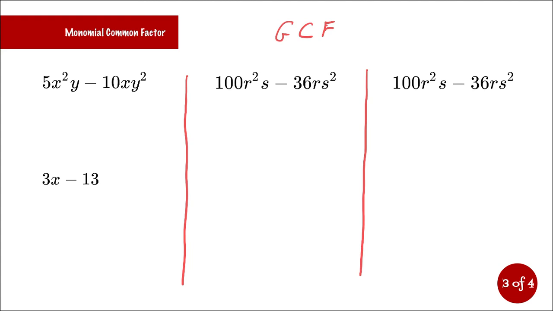So starting on the left, looking at these 2 terms, I can see that the greatest common factor would be 5xy. And then because each line of math must equal the line above it, I divide it out, and I'm left with x in the first term and negative 2y in the second.